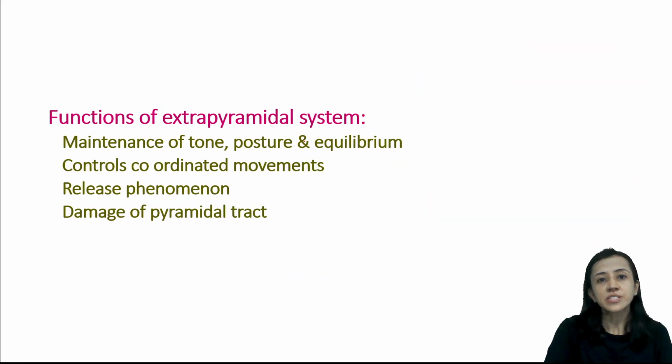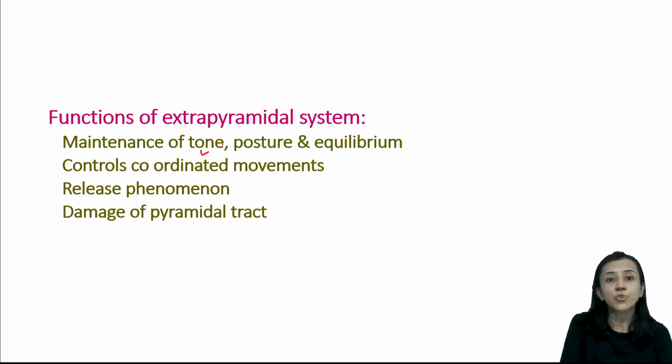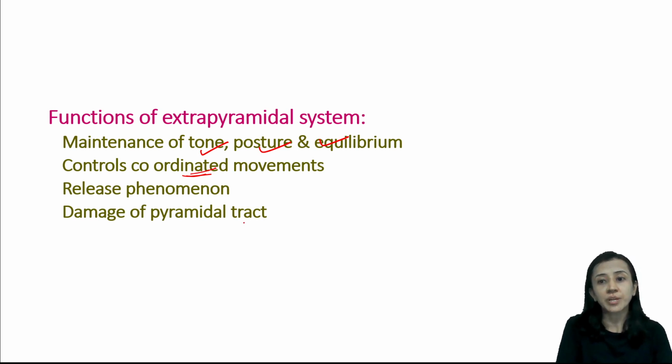Now, what are the basic functions of the extrapyramidal tract? The extrapyramidal tract is important for the maintenance of tone, posture, and equilibrium. They are also important for the control of coordinated movements. And whenever there is damage to the pyramidal tract, some of the functions are carried out by the extrapyramidal tract. But when there is a lesion of both, that results in release phenomena, because our lower motor neurons are released from the controlling effect of both extrapyramidal and pyramidal tracts.